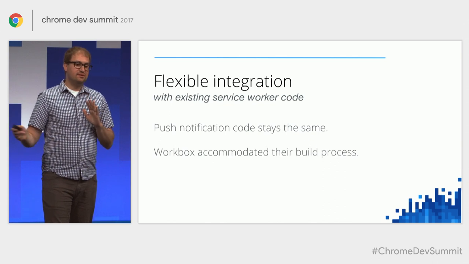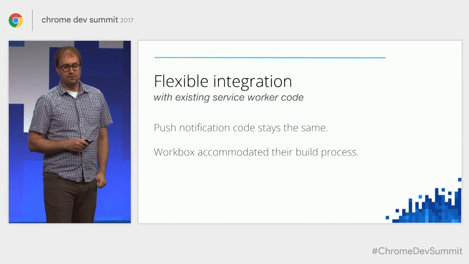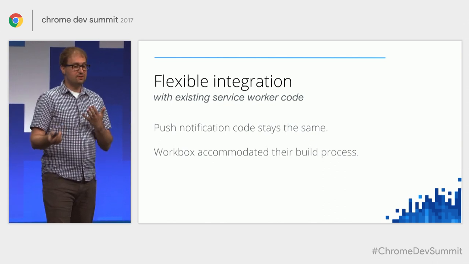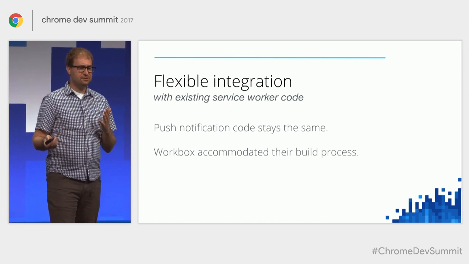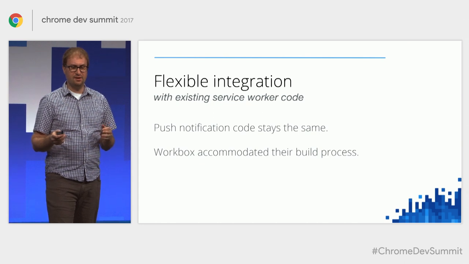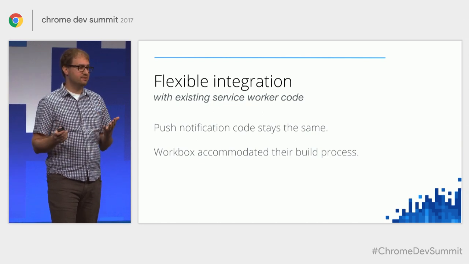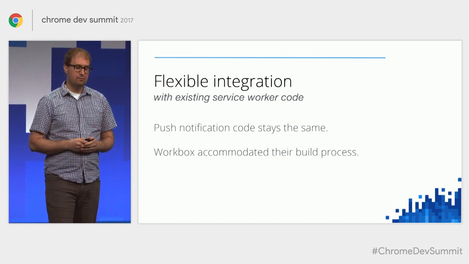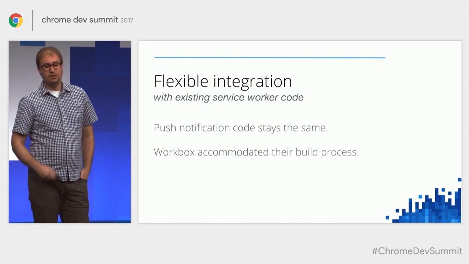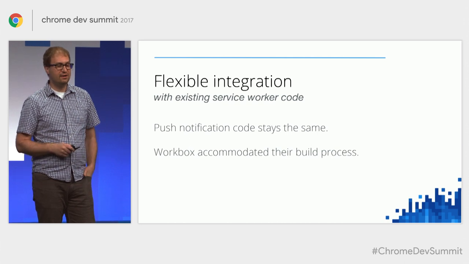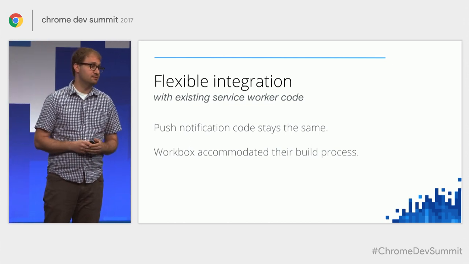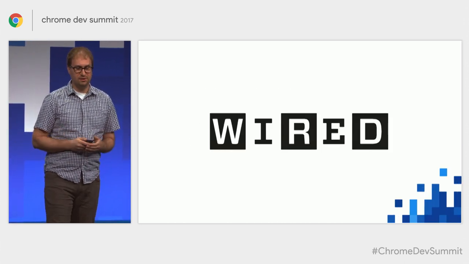So what we've just seen is only a few snippets of Pinterest's service worker. And when they started using Workbox, they weren't starting from scratch. As Addy mentioned, they had an existing service worker in place, and they had some established build processes already around it. But Workbox is flexible. And part of that flexibility means being able to layer in the new caching behavior without having to abandon their existing code base. All right, so that's Pinterest.